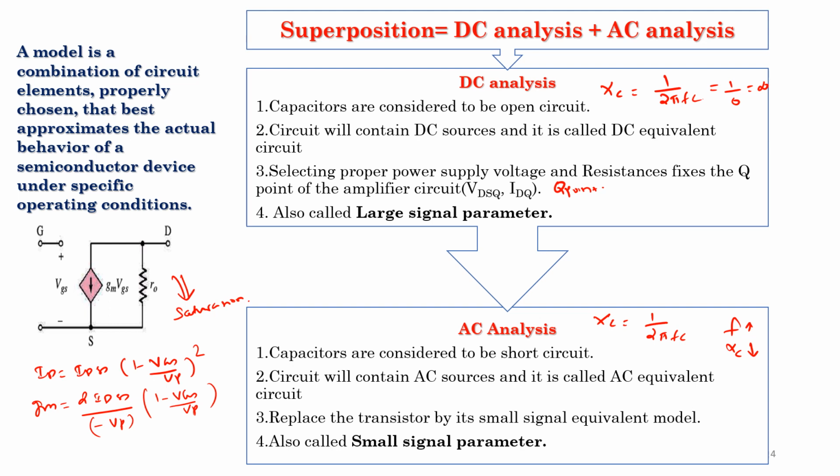And the other parameter is r0. r0 is the channel length parameter, which is 1 by lambda ID. So r0 is 1 by lambda ID, right? And these two parameters are called small signal parameters. Why is it called small signal? Because the applied input AC signal will be much smaller, so that's why it is called a small signal model. And then we will go into the problem.